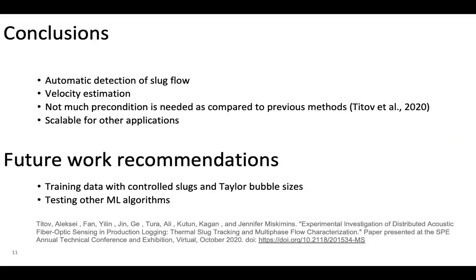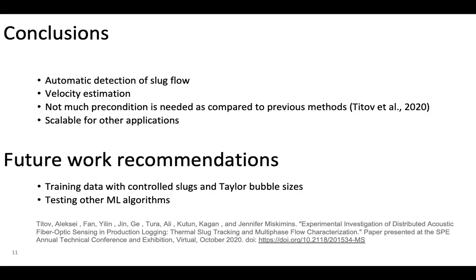So in conclusion, monitoring of a two-phase flow can be achieved using unsupervised machine learning k-means. This allows for the automatic detection of slug flow as well as velocity estimation. Compared to previous methods, not much preconditioning is needed. This method is scalable to other applications, such as transportation pipes. So essentially, this method is a tool that can be used for monitoring flow with some clear advantages.